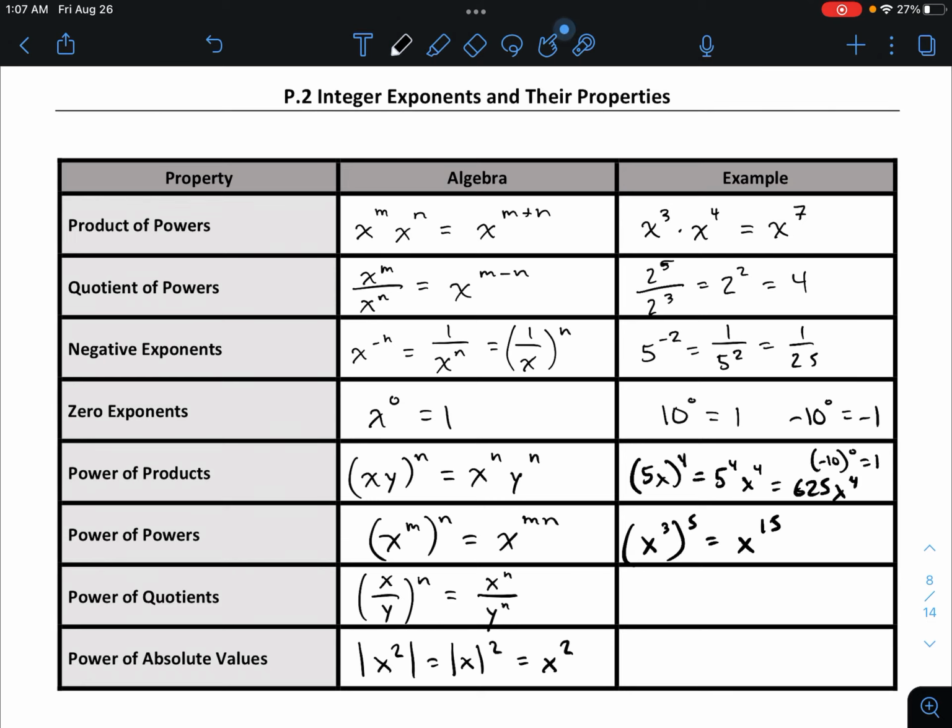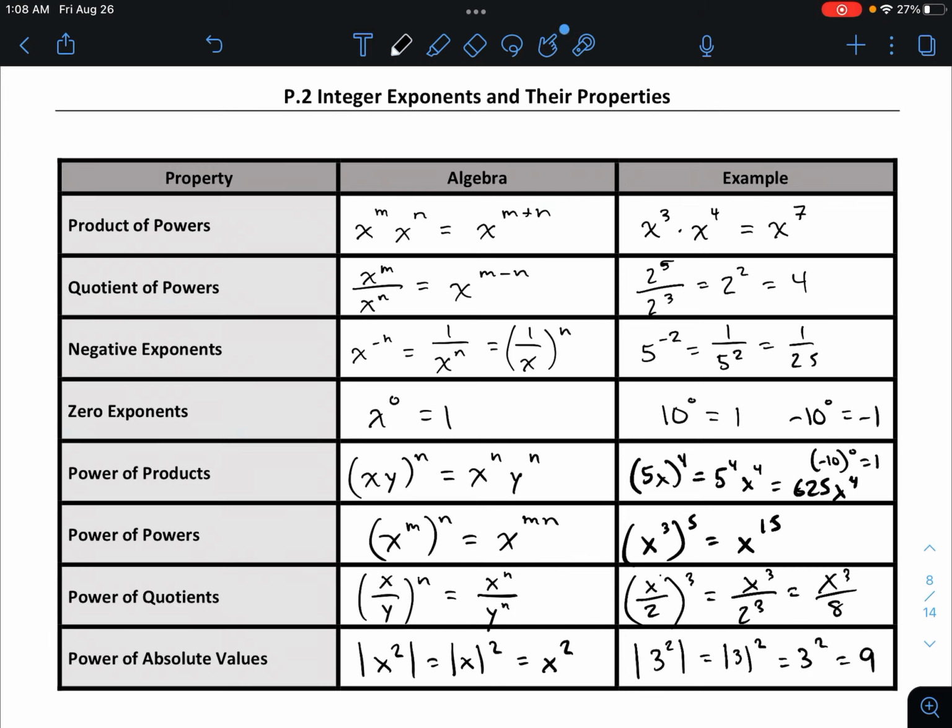Power of quotients, if I have, let's do x over 2 to the 3rd power. This would be x to the 3rd power over 2 to the 3rd power, which would be x cubed over 8. All right, then the last one, whenever you put in something and square it with the absolute value, so let's say I have the absolute value of 3 squared. This would be the absolute value of 3 squared, which is just 3 squared, or 9.